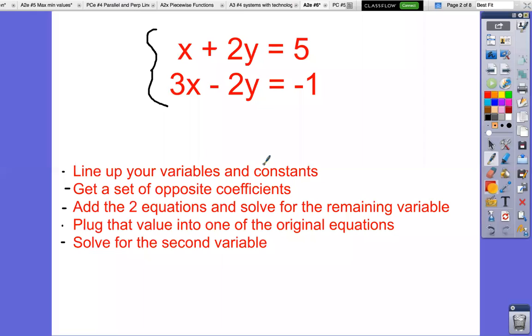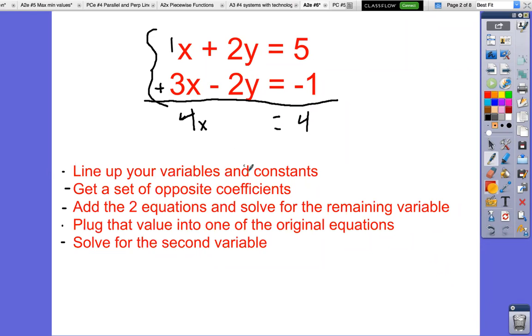So opposite coefficients: right now my coefficients for x are 1 and 3, those are not opposites. My coefficients for y are positive 2 and negative 2, those are opposites. Once you have opposite coefficients, you add the two equations together. So when I add these together, make sure they're lined up. 1x plus 3x is 4x. Positive 2y plus negative 2y, these essentially cancel each other out. That's why you want opposites, because they cancel each other out. We're eliminating a variable. Equals, and 5 plus negative 1 is 4.